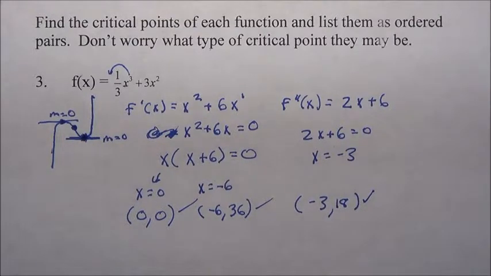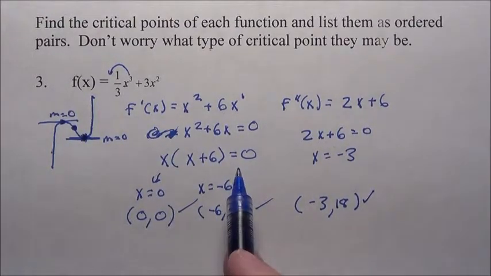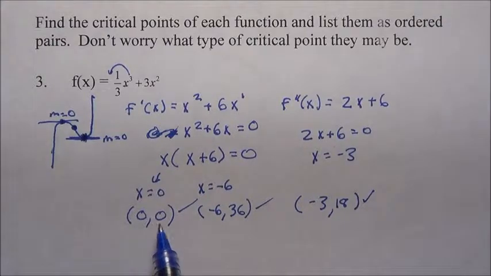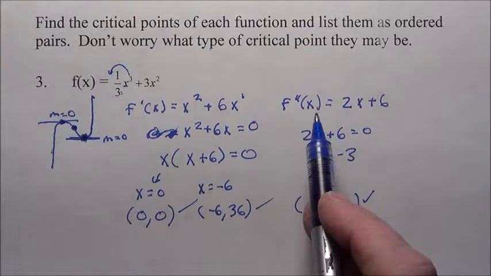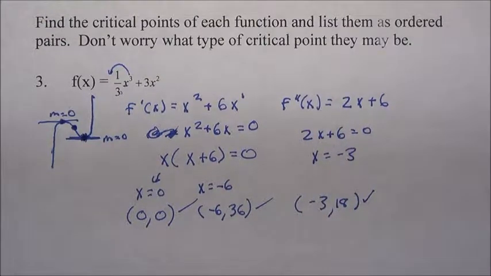You just got to simply take the derivative, set the derivative equal to 0, solve for x, plug that x value back into the original to find the height, to find the y value. Then take the second derivative, do the exact same thing, and boom, out will come your main critical points.